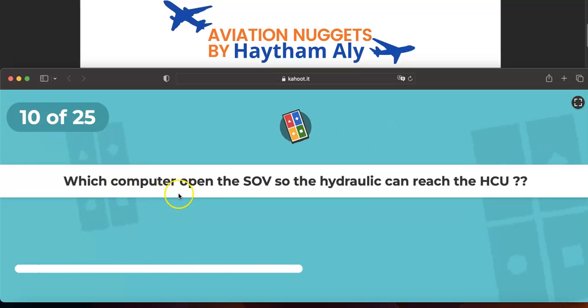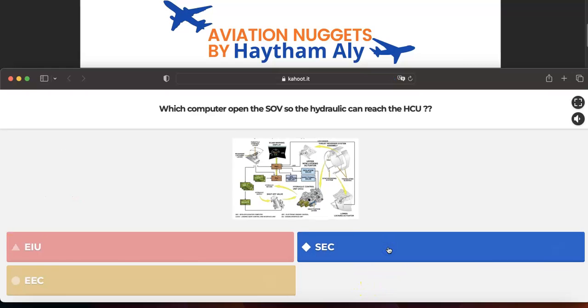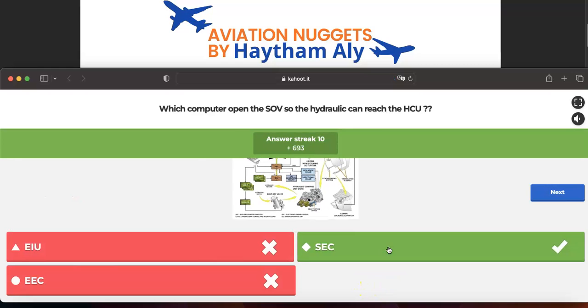Question 10 of 25. Which computer opens the shut-off valve so the hydraulic can reach the hydraulic control unit? Again, which computer opens the shut-off valve so the hydraulic can reach the hydraulic control unit? Is it the EIU? Is it the SEC? Or is it the EEC? The right answer is the spoiler elevator computer, as an airframe system computer and a third line of defense computer.